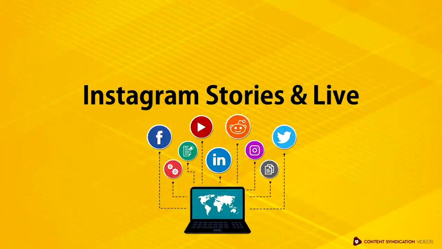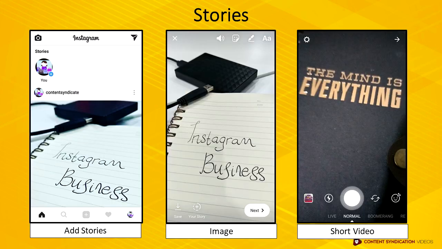Another way for you to showcase your content is through Instagram Stories and Live. To begin using Instagram Stories, all you need to do is click the camera icon on your home page on the top left of your screen. When you do, you'll be under the default option of Instagram Story.